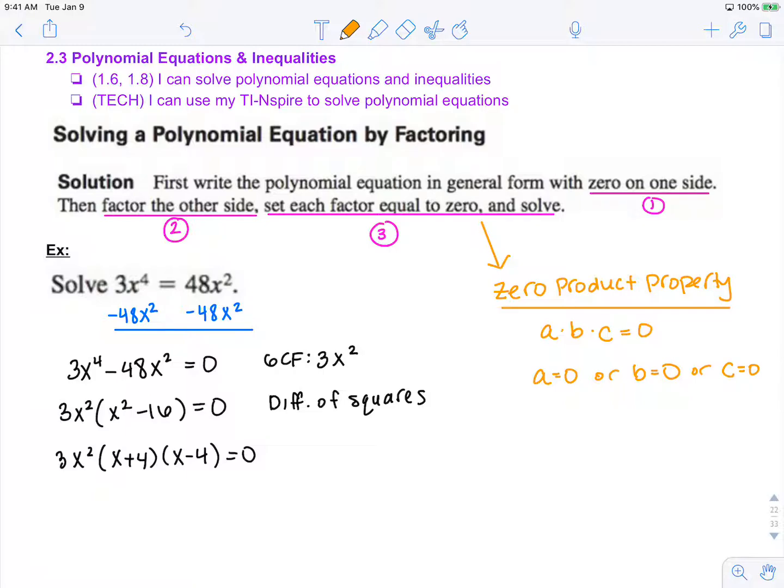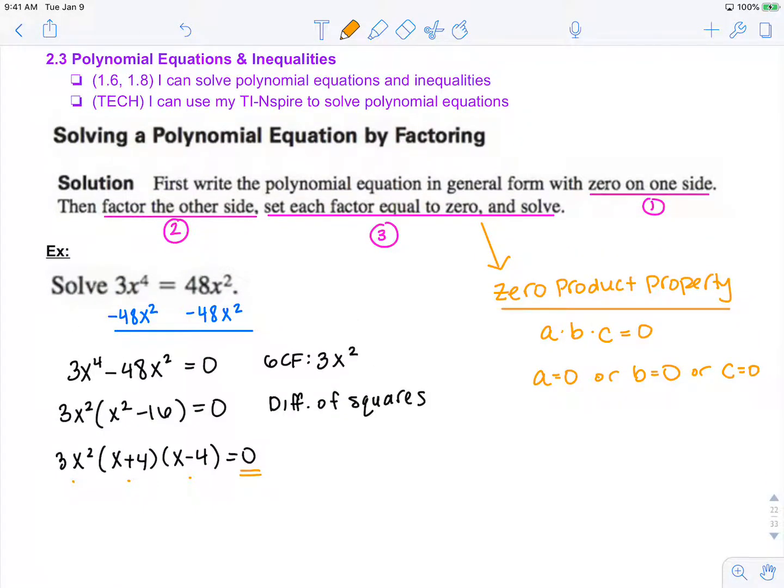So now you can think about, we have this factor being multiplied by this factor being multiplied by this factor, and my answer is 0. So that means either 3x squared equals 0, or x plus 4 equals 0, or x minus 4 equals 0.